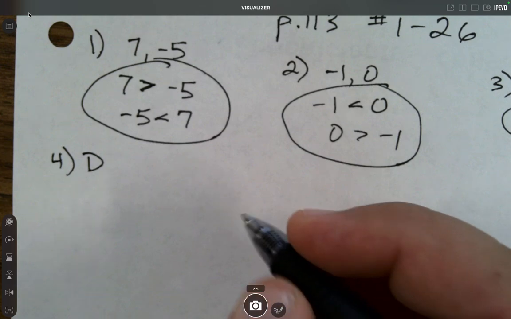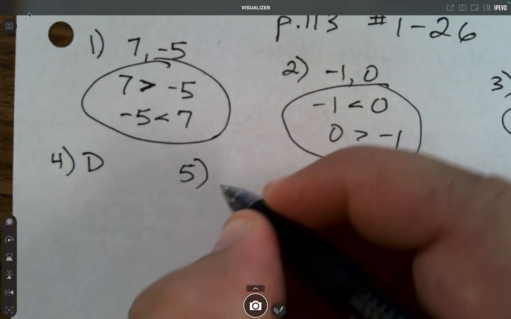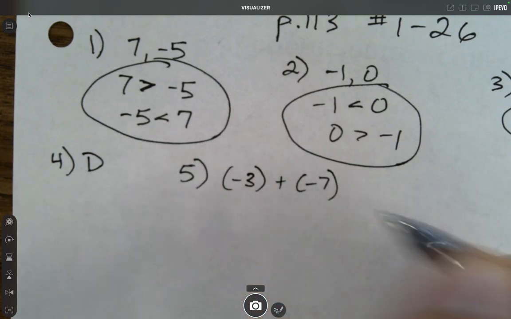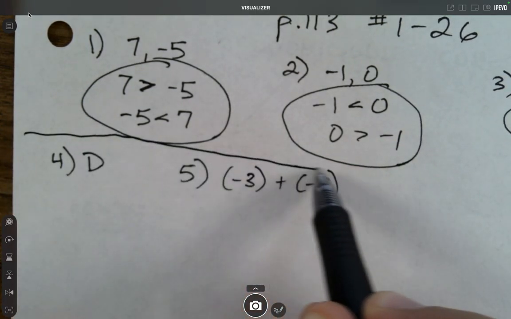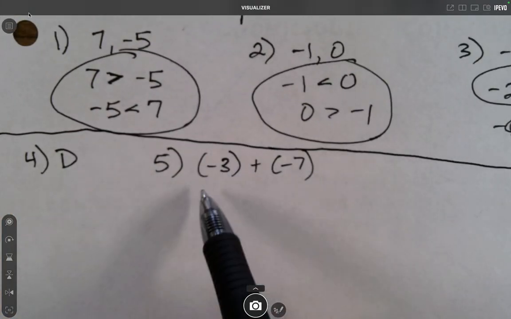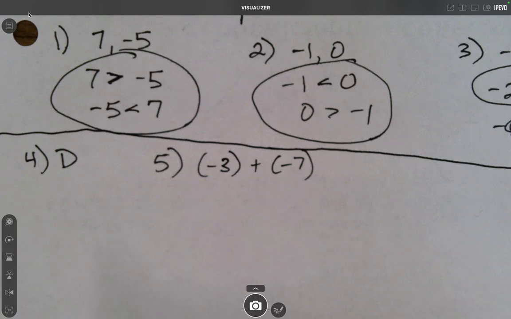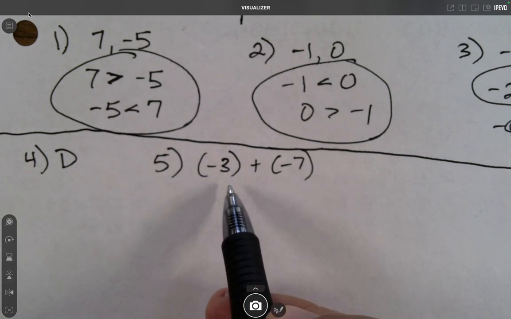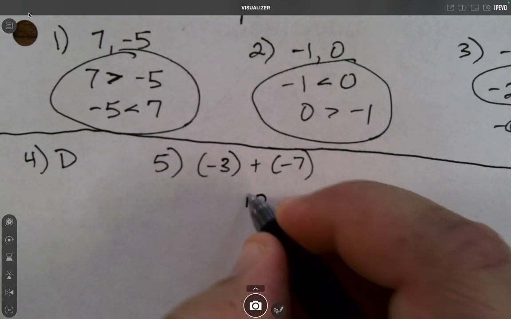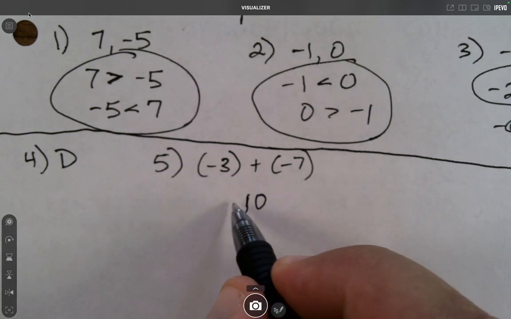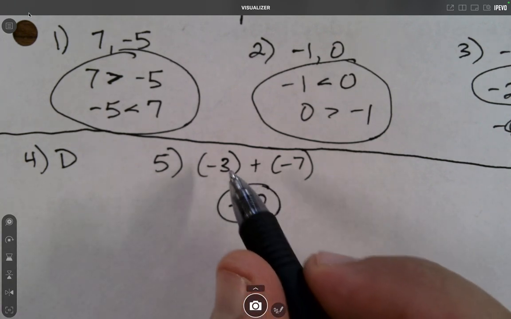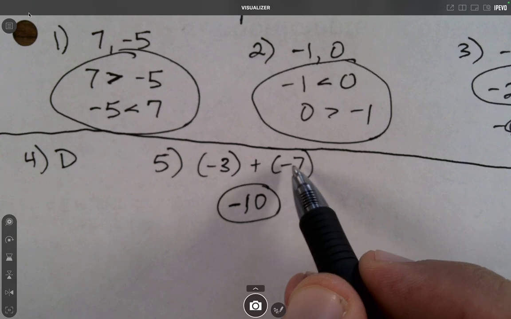5, find each sum or difference. Okay, so here's where we have to remember the rules. Here's the problem. I'm just going to make a line to make this a little more clear where we're starting and stopping. We're adding numbers that have the same sign. The rule is when you add numbers that have the same sign, just add the two numbers together, 3 plus 7, and keep the sign they both have, which is negative. So when the signs are the same, add the numbers together and keep their sign.